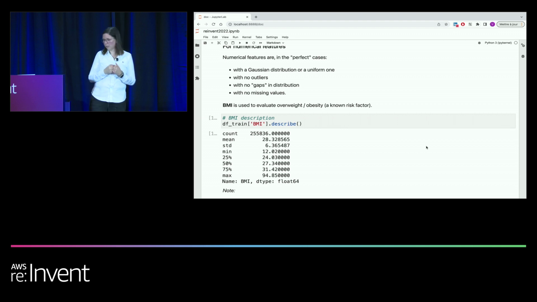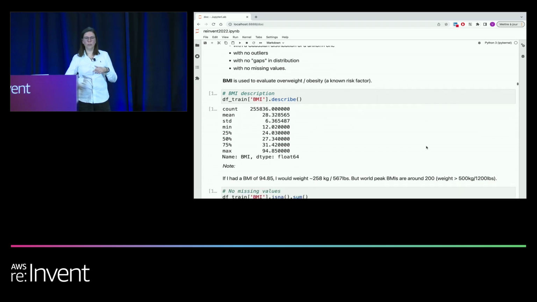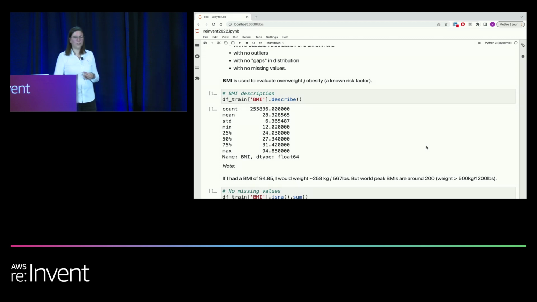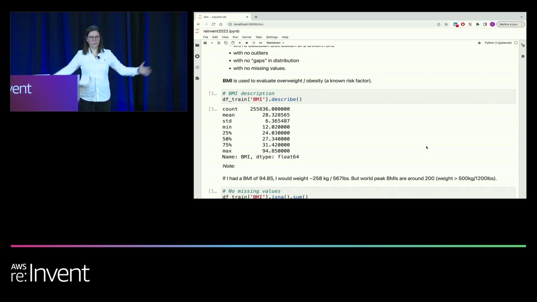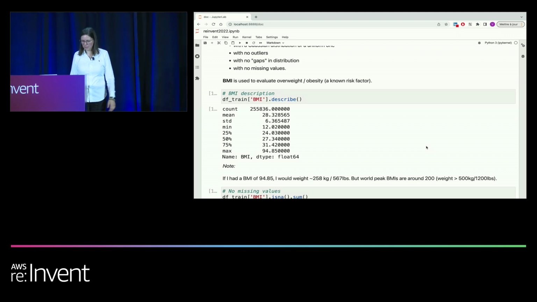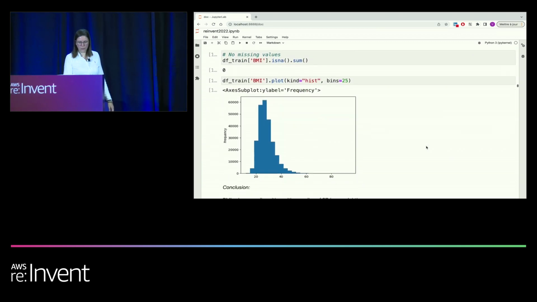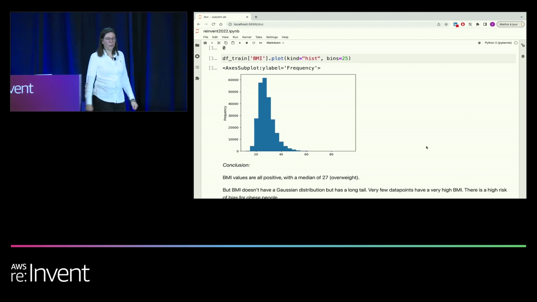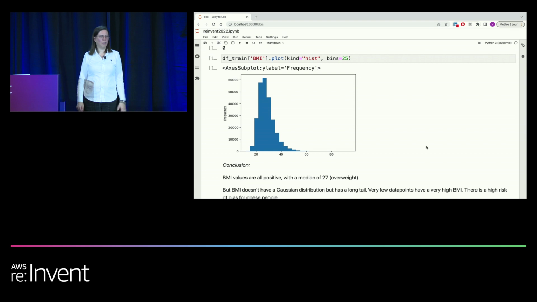So if I was with a BMI of 94, I have done the computation, I would weigh 258 kilos, but as we are in the US, it is 567 pounds. So a lot, okay? So we have people with very, very high BMI in the data set. And if you look at the distribution, you will have something like that. So it is very skewed. We have a lot of people in the normal range, but we have some people with very high BMI.